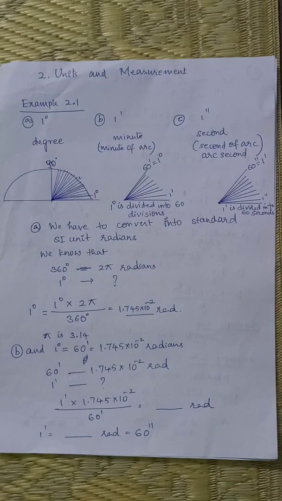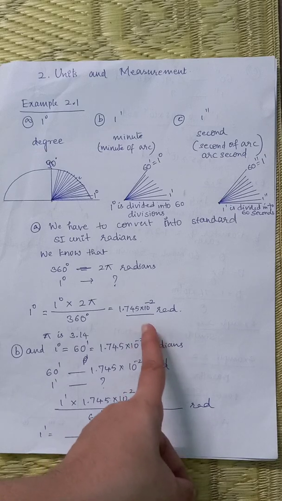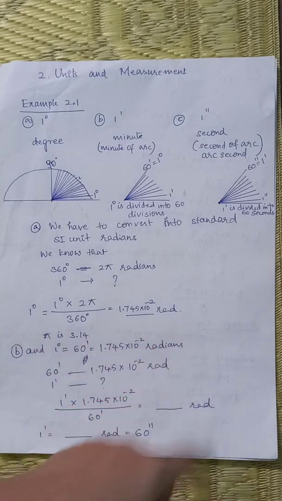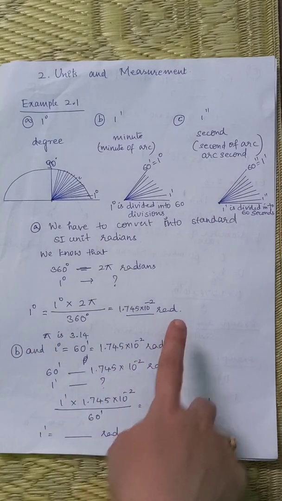Now we have to convert. We know that 360 degrees is nothing but 2 pi radians. So what does 1 degree correspond to? Then cross multiplication and calculate and find this. So 1 degree is equal to what? We have got this in radians. The value of pi, you know, is equal to 22 by 7, or you write it as 3.14. So this is the answer. We have got 1 degree is equal to this much radian.